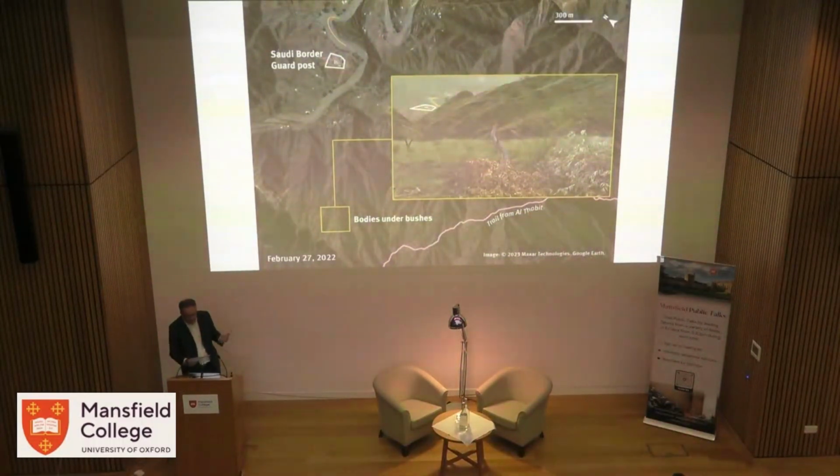So this is an example in the mountains on the border between Yemen and Saudi Arabia, where we documented Saudi Arabian border guards executing scores of Ethiopian migrants trying to cross from Yemen. Geolocating this image was a key piece of evidence to show that the Saudi border guards were deliberately targeting the migrants who they could see directly from their border guard posts.